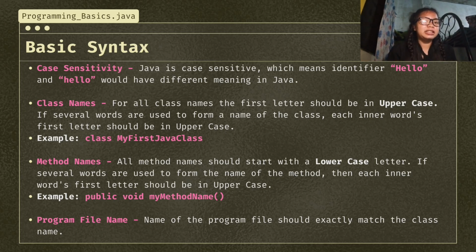Java is a case-sensitive program, which means if you have incorrect spelling or different words that you use as an identifier, the output will be an error or it will not be read by Java. For example, with the word hello, one has an uppercase H and the other a lowercase h. It would have a different meaning in Java, even though it's the same word, but it's different in spelling. So Java will read it differently.